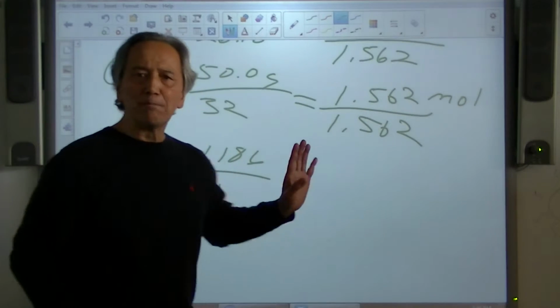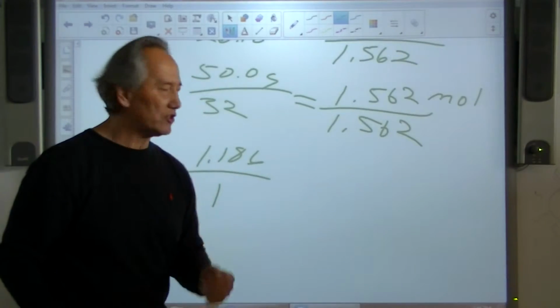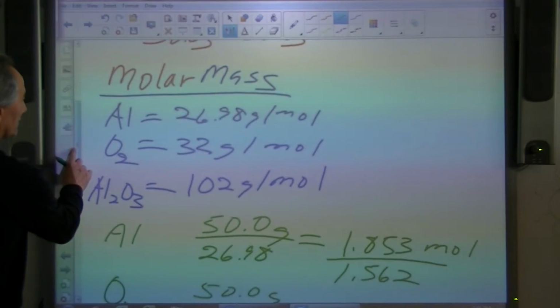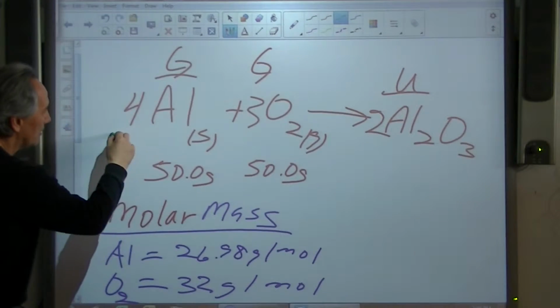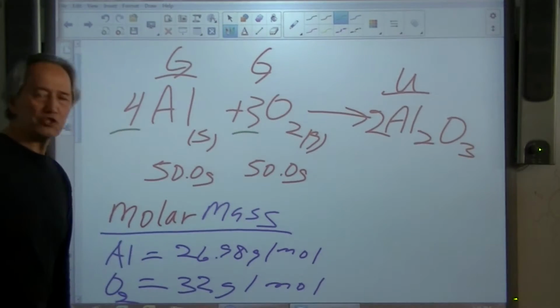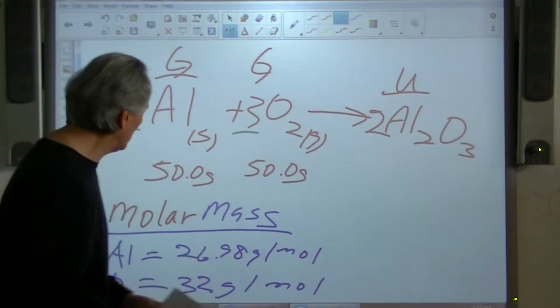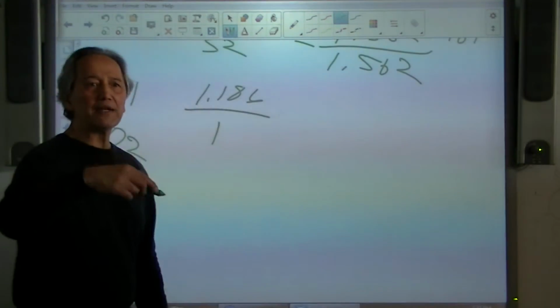The next step is to compare this to the actual mole ratio in the chemical equation. Now, when we go back, let's take a quick look here so you can see that. The mole ratio is the relationship between the coefficients of the aluminum and the oxygen. So let's go back down. We're comparing the mole ratio.